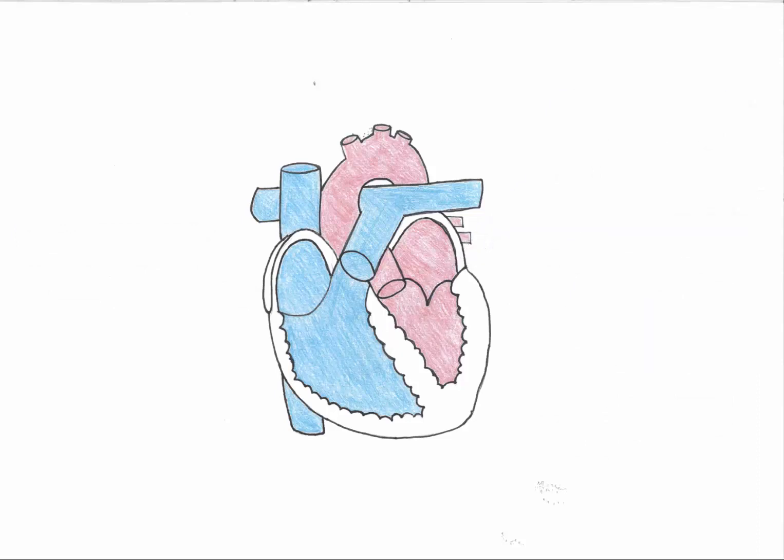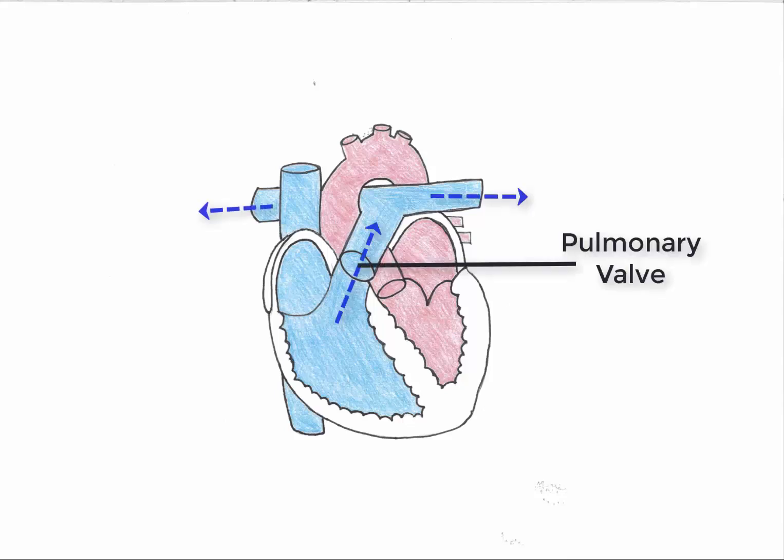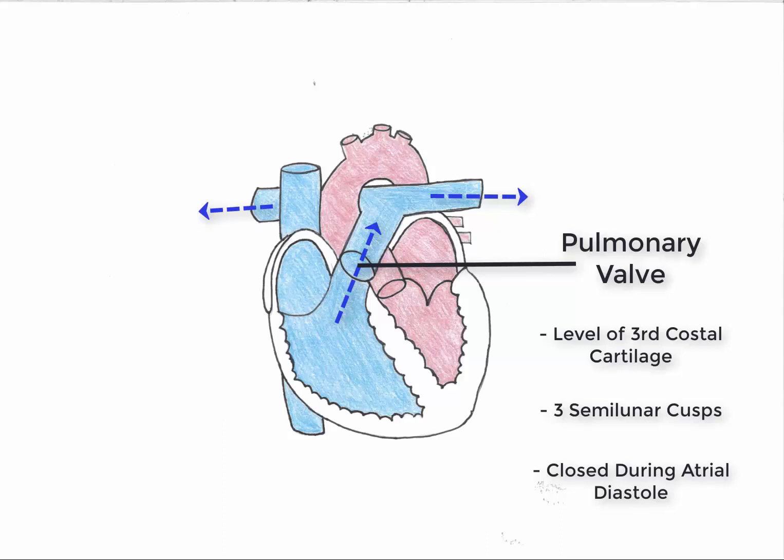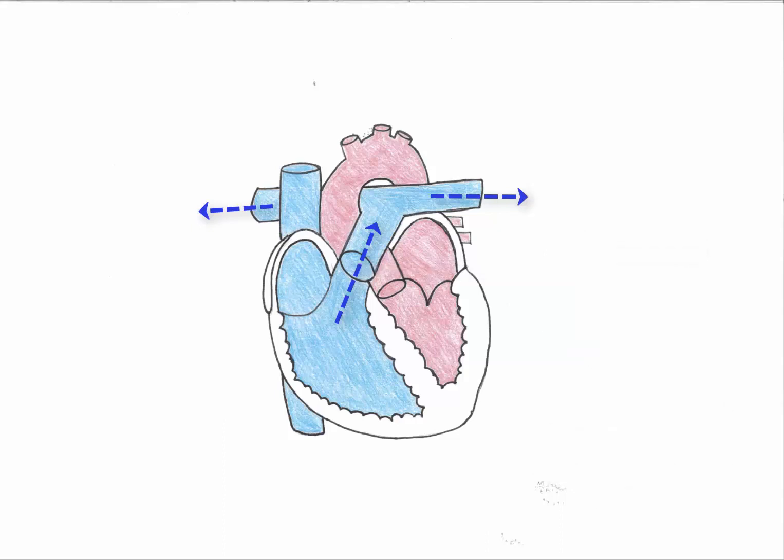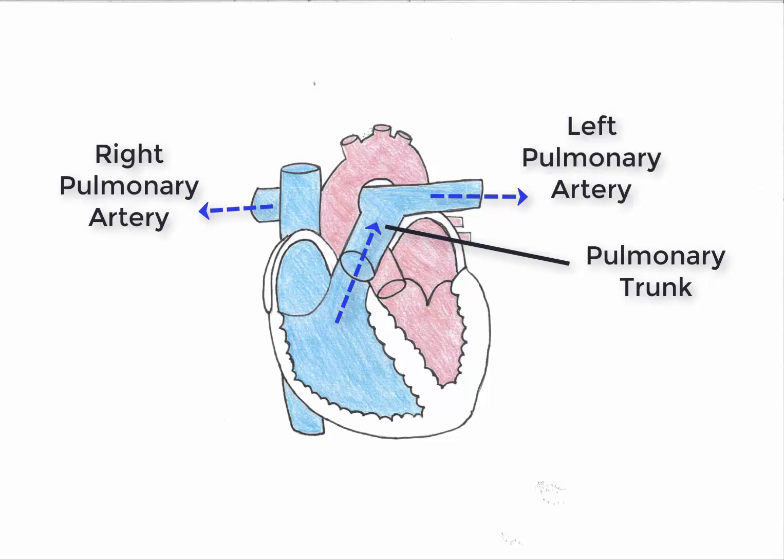At this point, the blood then travels from the right ventricle to the lungs via the pulmonary valve. It does this at the level of the 3rd costal cartilage. The pulmonary valve contains 3 semilunar cusps and is forced closed during atrial diastole. Once through the valve, the blood passes into the pulmonary trunk, which divides into the right and the left pulmonary arteries at the level of the apex of the aortic arch.